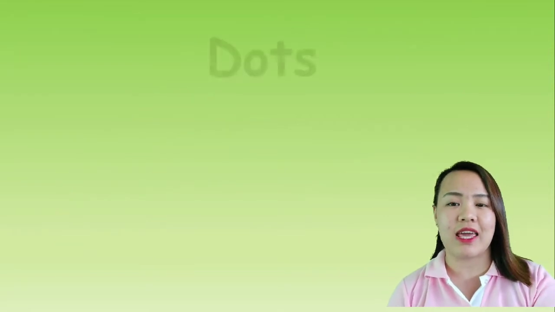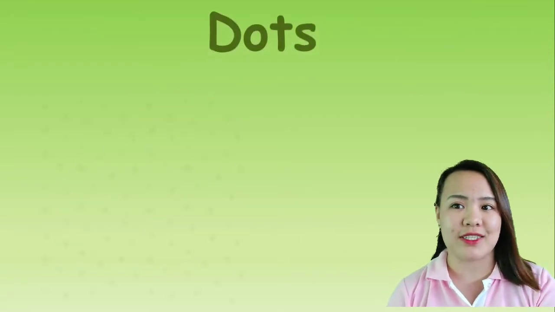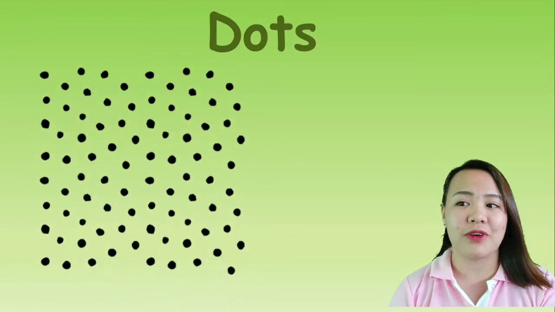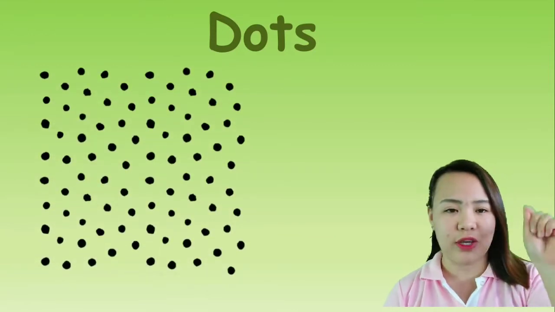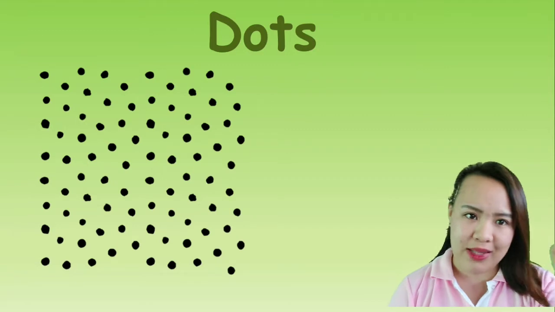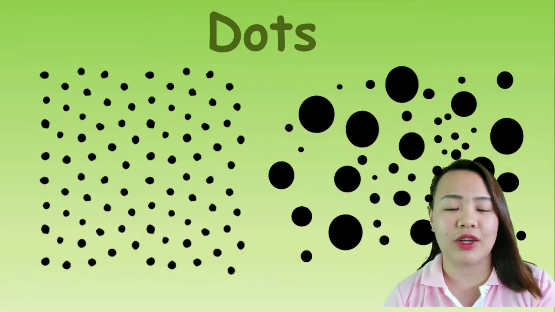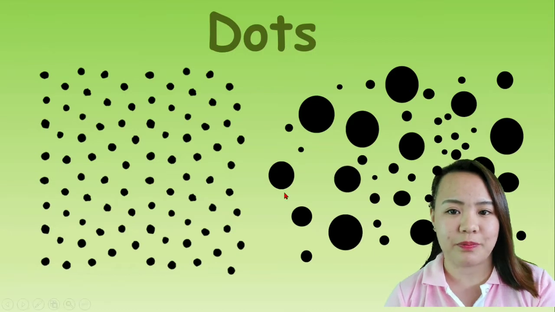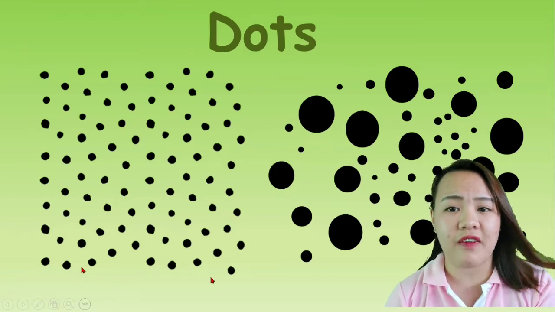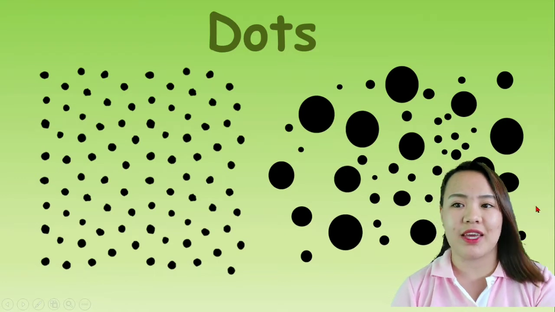Next line is the dots. So we have small dots. You can do dots with your pencil only. The other example is this one. We have small dots. We have big dots.